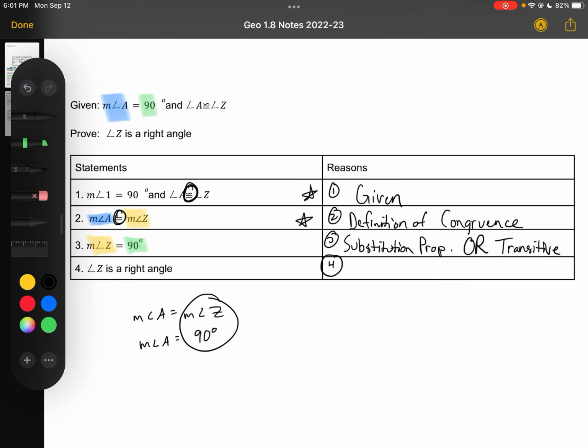And our final step, Z is a right angle. Well, this is just the definition of a right angle. So we know that right angles are 90 degrees. In this case, we've identified that Z is 90 degrees. So by that definition that we've used before, we can say, okay, we've got it. It is a right angle.